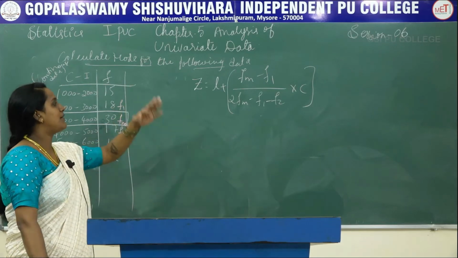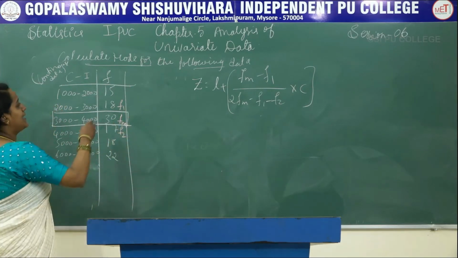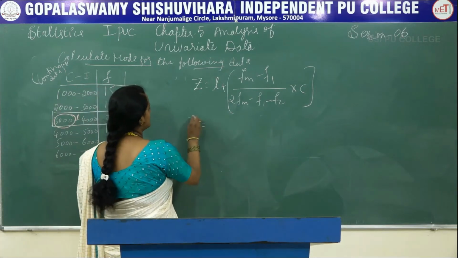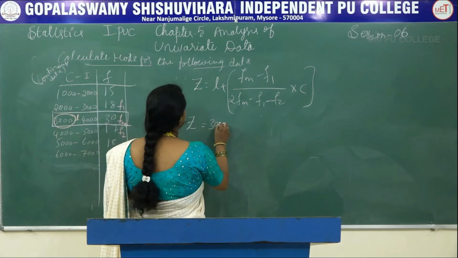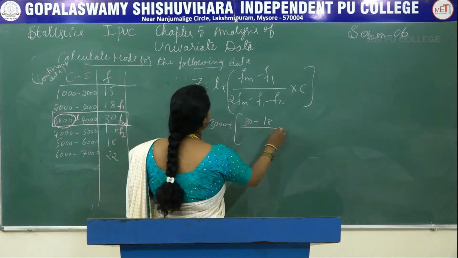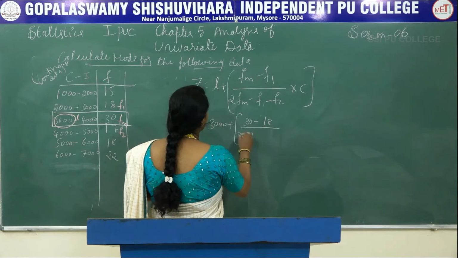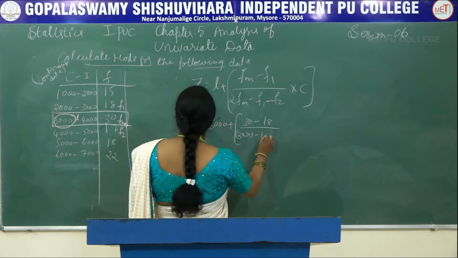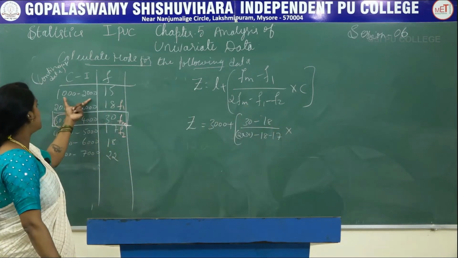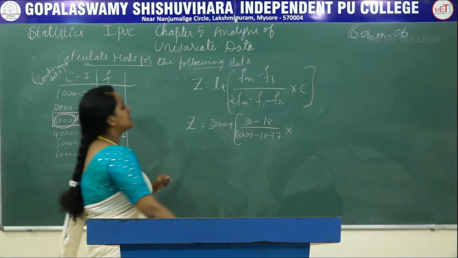Now you substitute everything in the formula, and L is 3000. This is your L. Substitute the values: 3000 plus (Fm is 30, minus 18) divided by (2 into 30 minus 18 minus 17), and the width of the class interval, the difference between the upper and lower limit, is 1000.